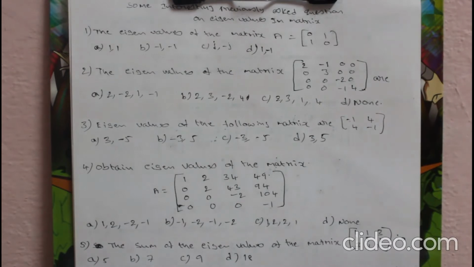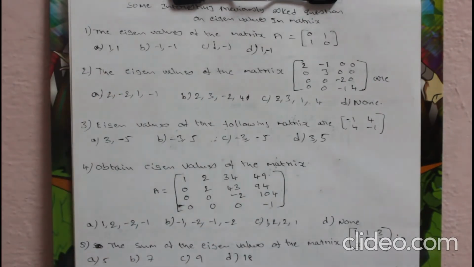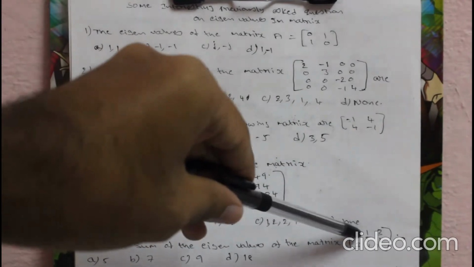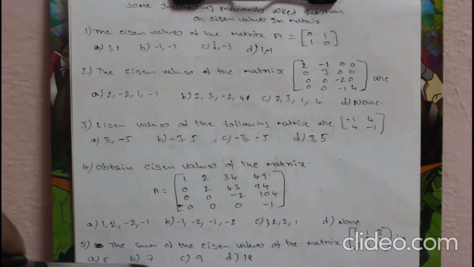Now look at question number 5. The sum of the eigenvalues of the matrix. So here they asked for the sum of the eigenvalues. Directly, point number 1: add the diagonal elements, that is 1 plus 5 plus 1, 7. Look at the options. B, 7, correct.